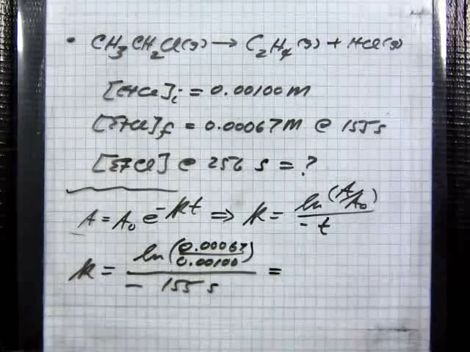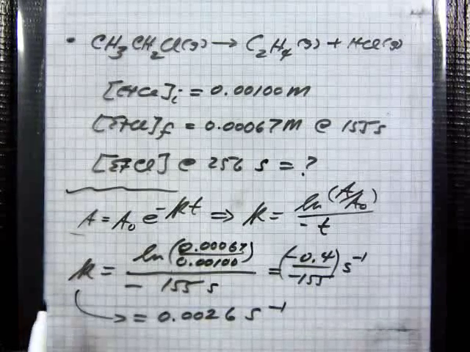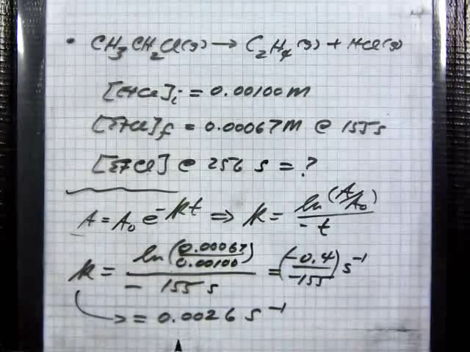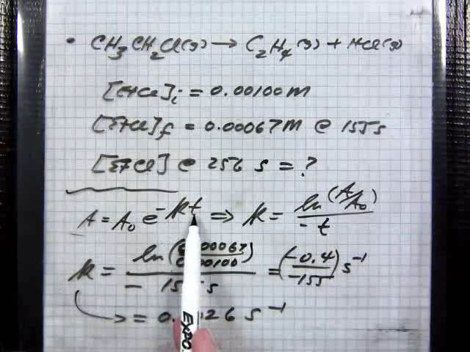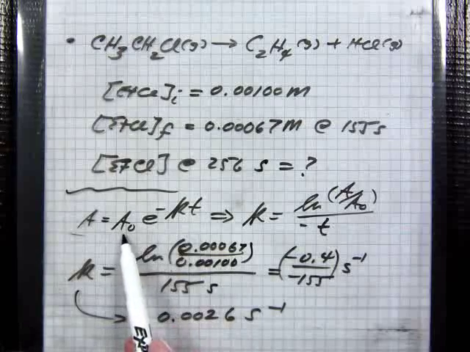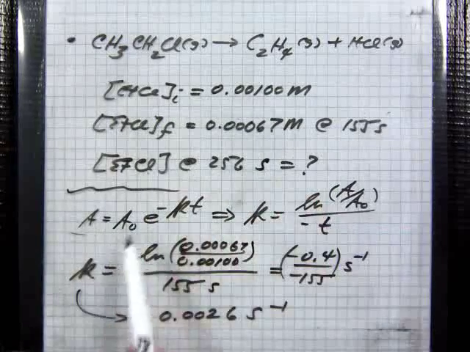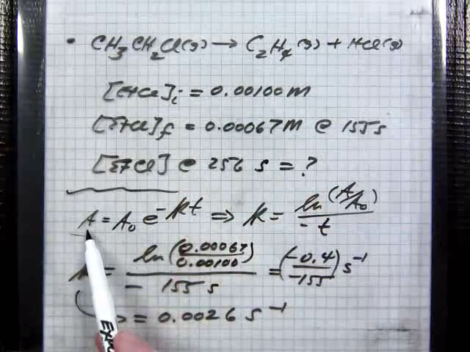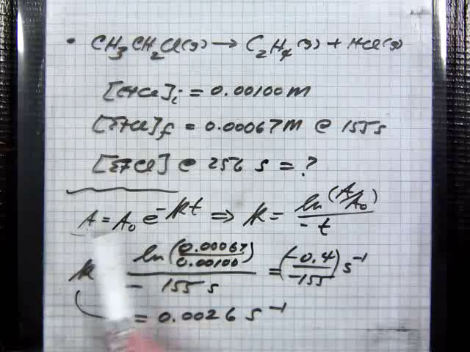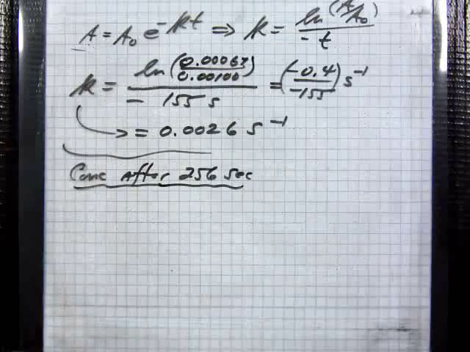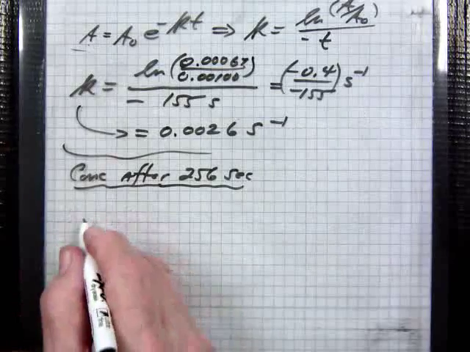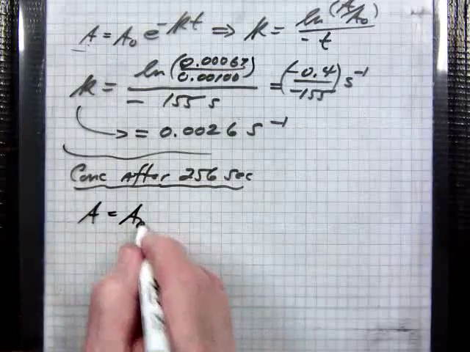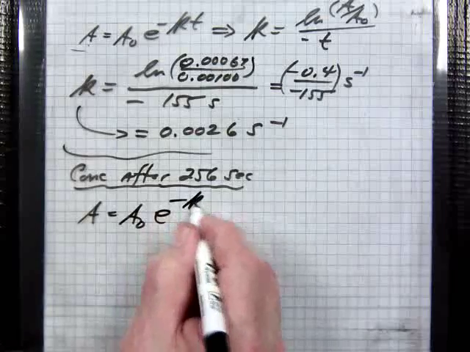And so whatever that comes out, so that now we can use that K value in the expression here and solve for 256. We still can use the initial concentration, 0.001, and then get the concentration at 256 seconds using the same expression. So now we go to the concentration at 256 seconds. So A equals A naught e to the minus kt.